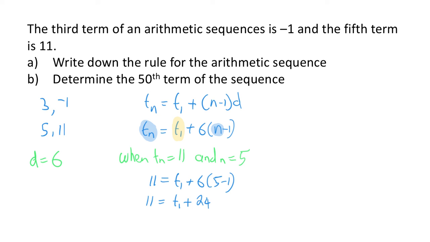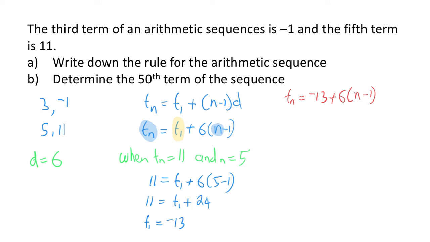So then finding out my missing variable by taking 24 from both sides, I know that T1 is going to equal -13. So now that I've found that first term, I can go ahead and write what the rule is going to be. So Tn is going to equal -13 plus 6(n minus 1).